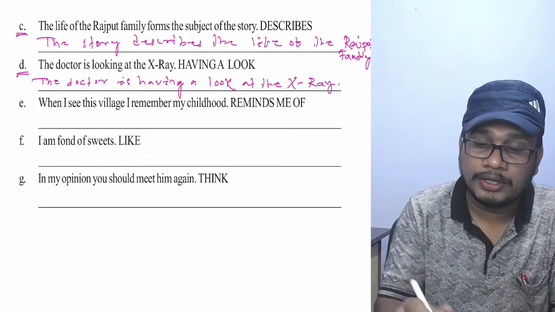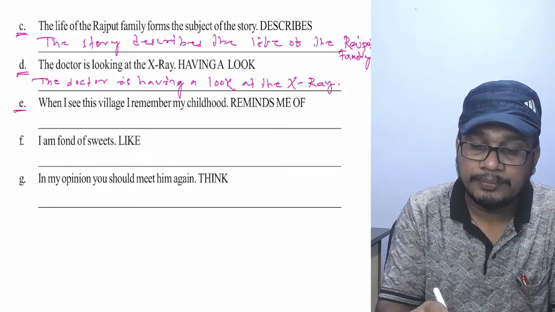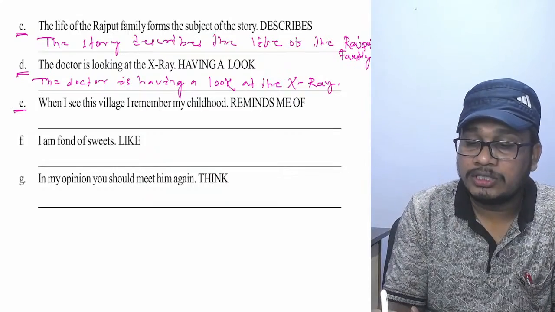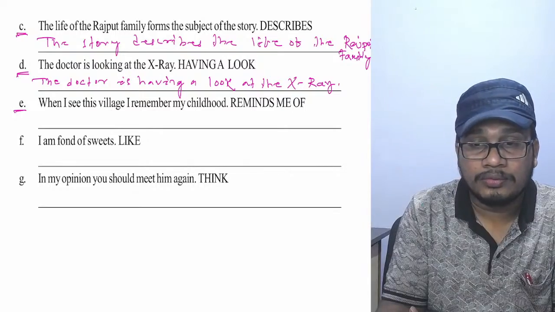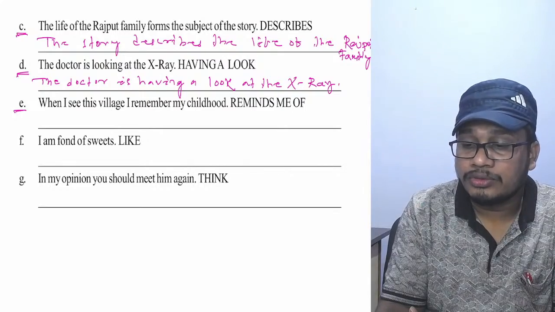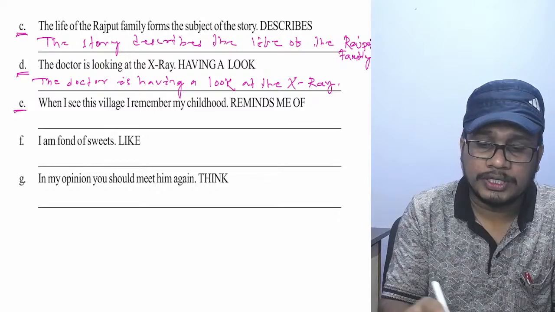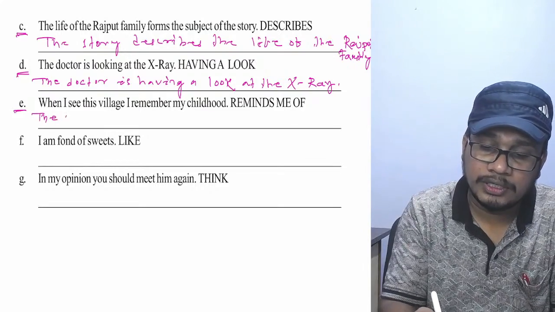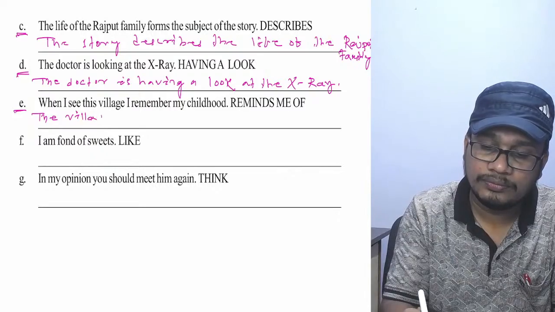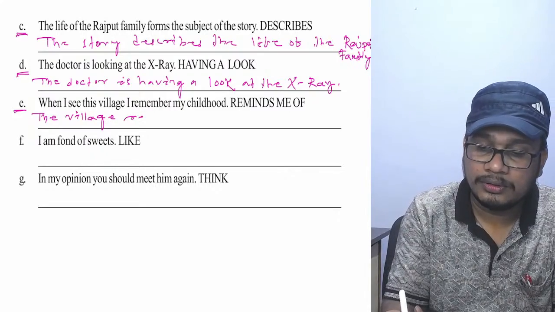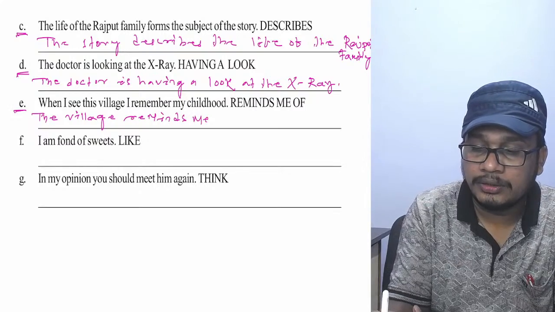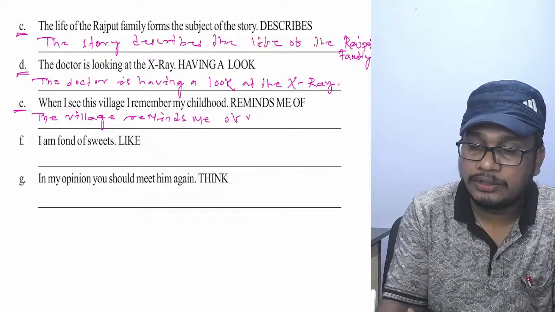Got it. Next, coming to E. When I see this village, I remember my childhood. With the use of reminds me of, we will frame the sentence: the village reminds me of my childhood.